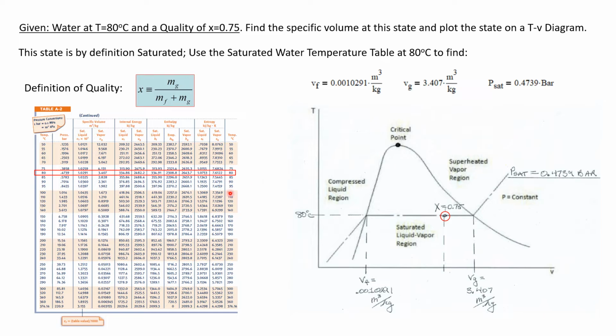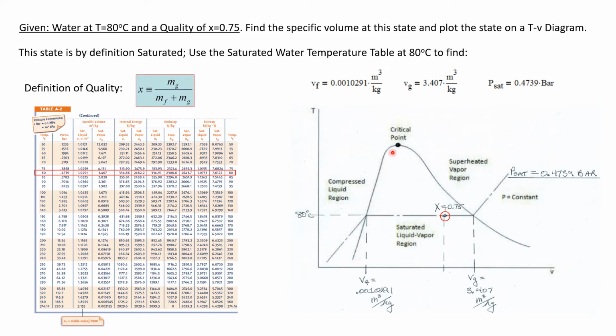So if we come down here to the saturated water table, what we know is its temperature is 80 degrees, so we'll use the temperature saturation table. And at 80 degrees C, we see that the saturation pressure is 0.4739 bar. So let's go ahead and plot that on our TV diagram.